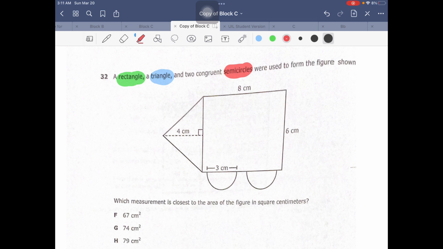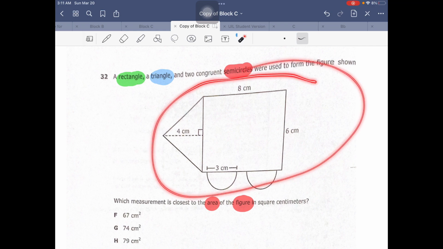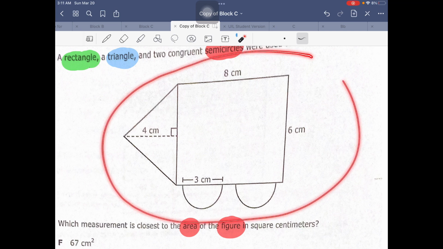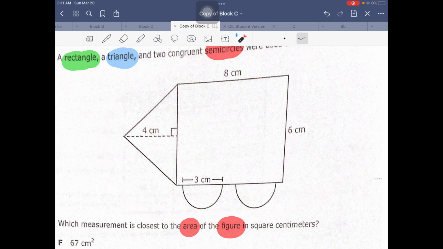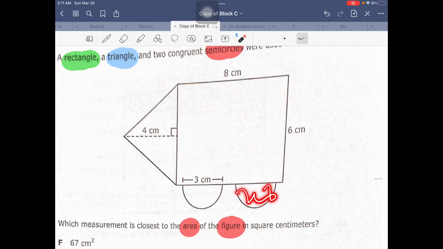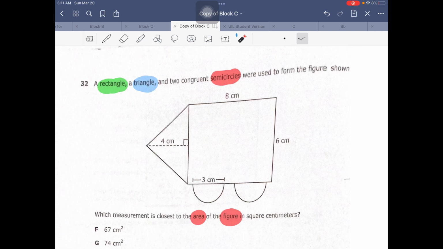Which measurement is closest to the area of the figure in square centimeters? Now, I want to find the area of the figure. How do I find the area of this robot-looking figure? Is there a formula for something like this? No, but there is a formula for this, and for this separately. Now, which one do you want to find first?